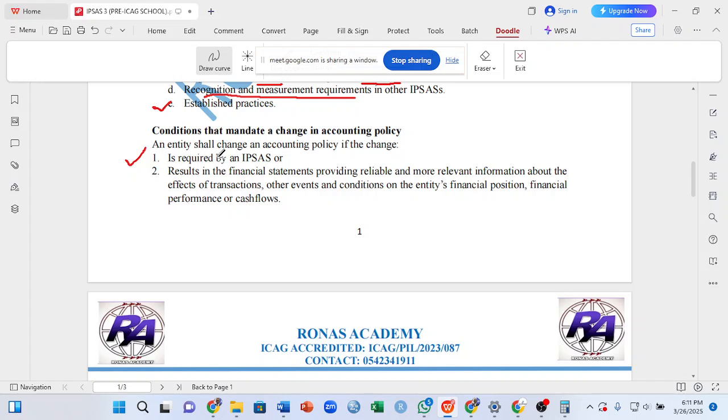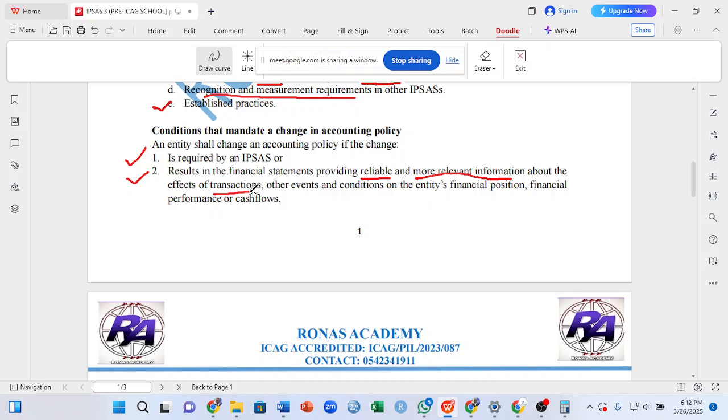So this one is mostly mandatory. The first point is mostly mandatory, and the second one is more voluntary. That's where you are the one changing it. But the condition that must inform you to change is that it should result in you providing reliable and more relevant information in respect of that particular transaction and its effect on the financial statement. Then you can go ahead and go about it.